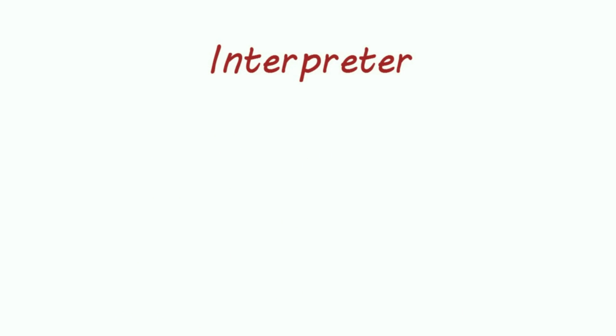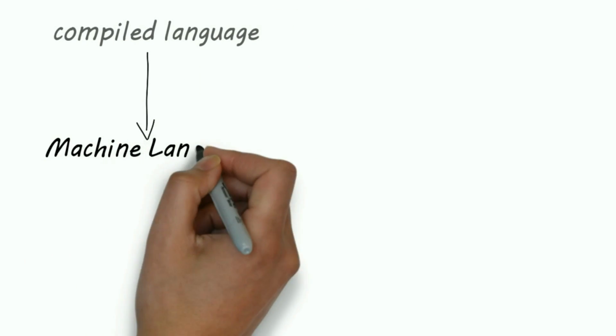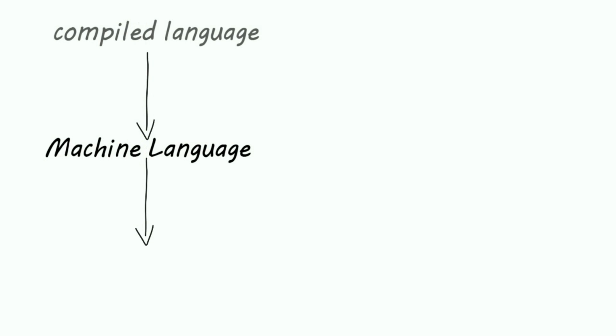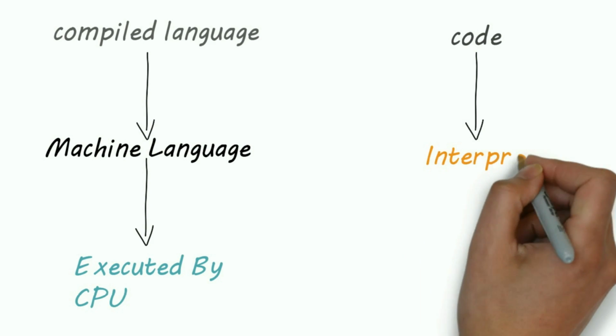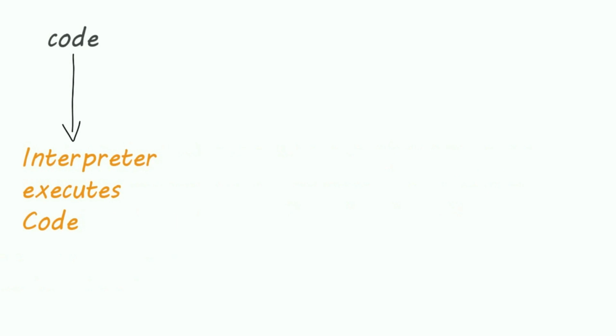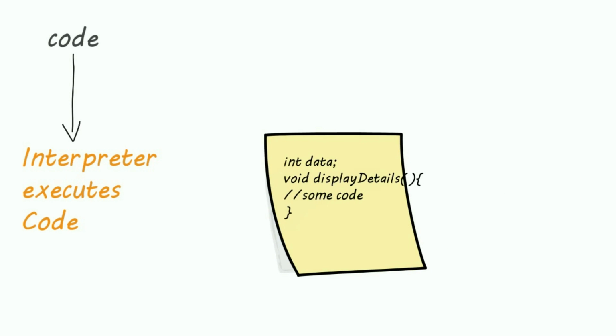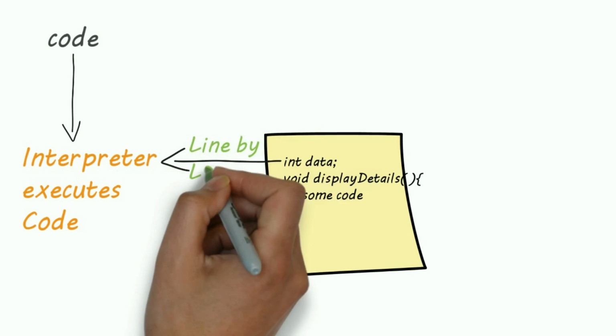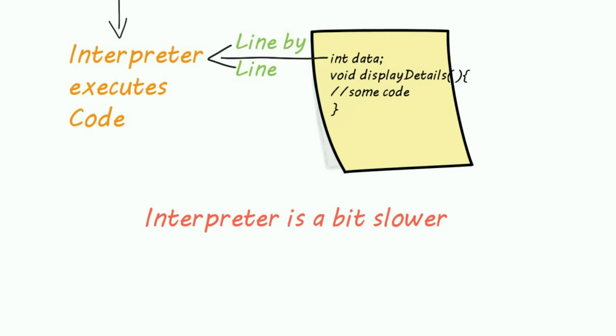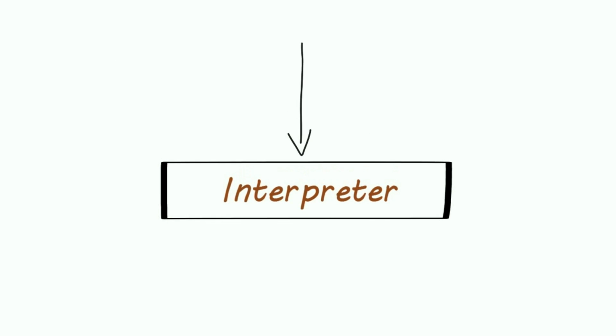Now let's see interpreter. In a compiled language, machine code is first generated and then the machine code is executed by CPU or processor. But interpreted language is a bit different. Interpreter directly executes the source code, therefore there is no compilation step. The interpreter executes the program line by line, therefore it is a bit slower, but it is platform independent. We just need to get our code, and interpreter can run it on any platform.